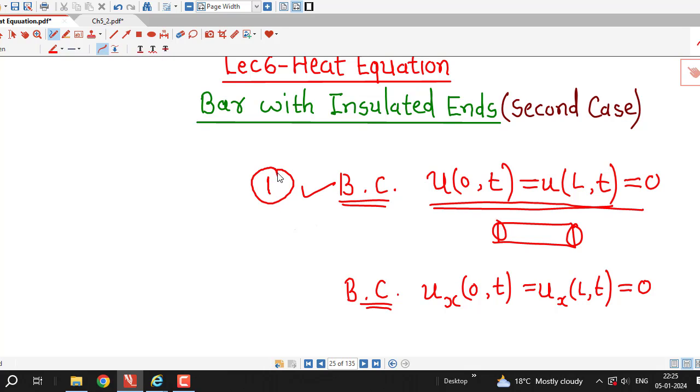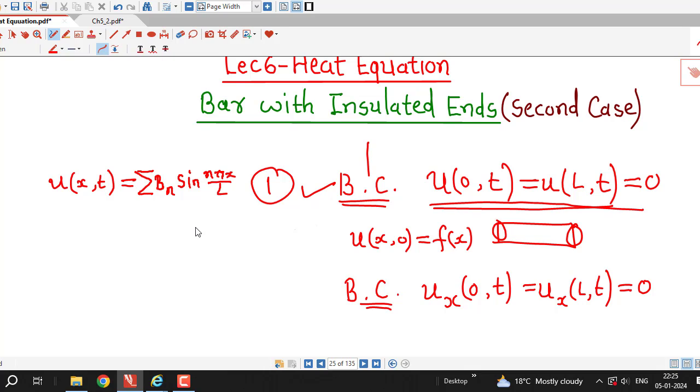So this was the first case and we have discussed enough problems on it, and we have seen that in this case the solution of the heat equation satisfying these boundary conditions and the initial condition u(x,0) equal to f(x) is given by sigma b_n sin(n pi x over L) e raised to minus lambda_n square times t, where n takes the values 1 to infinity. So this was the solution for the case in which we have 0 temperature at both the ends.